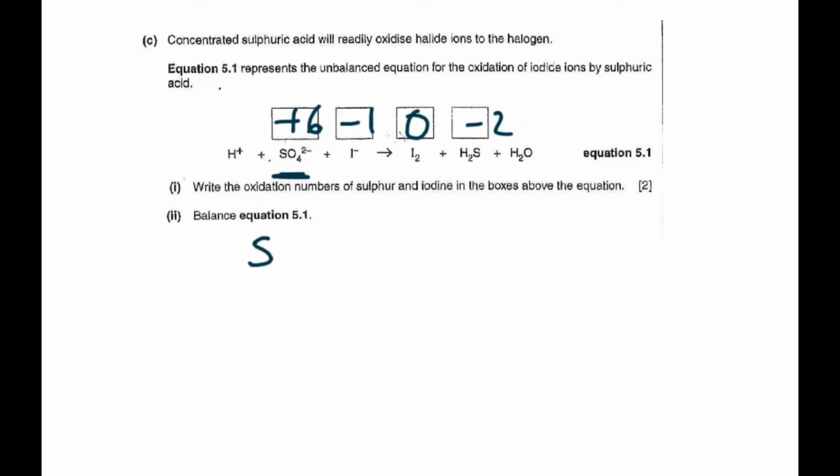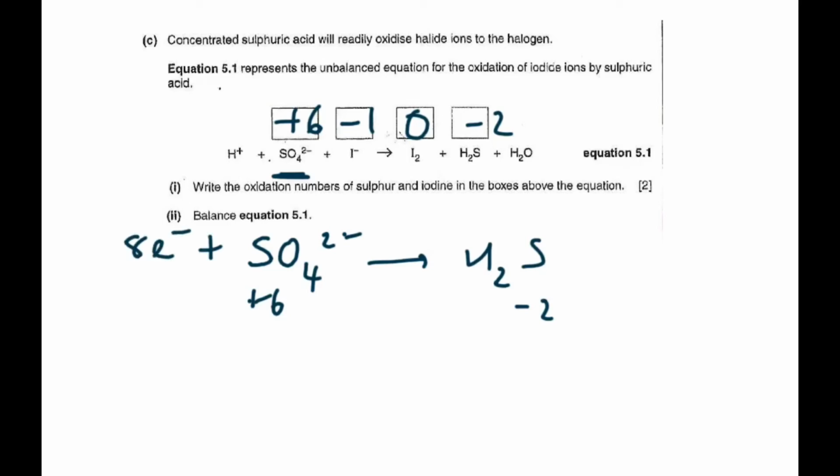So sulfate is going to H2S. All right, so that is plus 6 to minus 2. Okay, so that is a reduction, and the difference is 8 electrons. Okay, and we're not going to balance it any more than that. Then we're going to have a look at the other half equation. So that is iodide going to iodine.